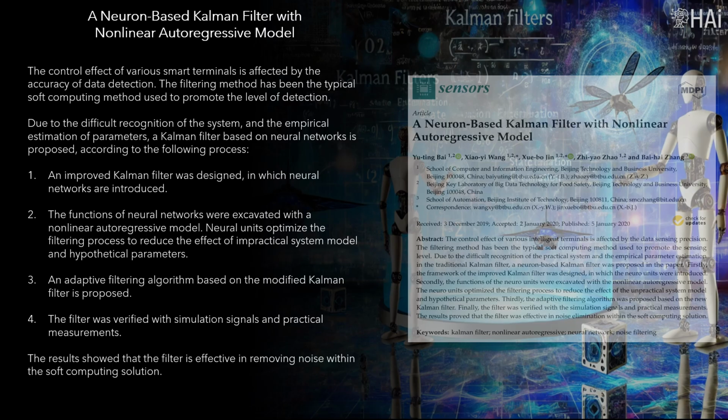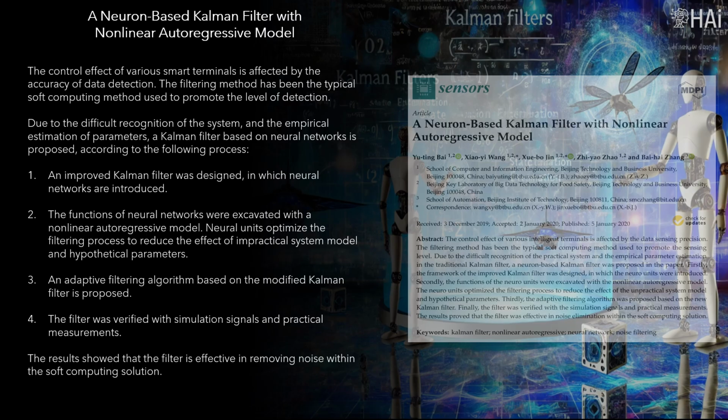The filtering method has been the typical soft computing method, used to promote the level of detection. Due to the difficult recognition of the system and the empirical estimation of parameters, a Kalman filter based on neural networks is proposed, according to the following process. An improved Kalman filter was designed, in which neural networks are introduced. The functions of neural networks were excavated with a nonlinear autoregressive model. Neural units optimize the filtering process to reduce the effect of impractical system model and hypothetical parameters.